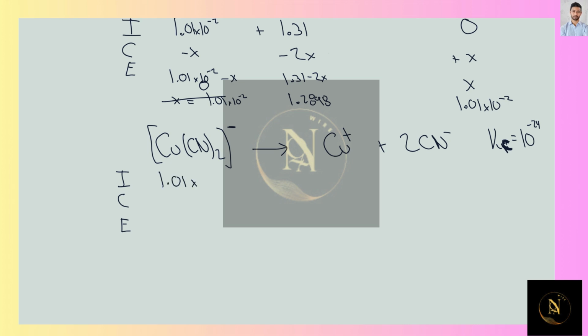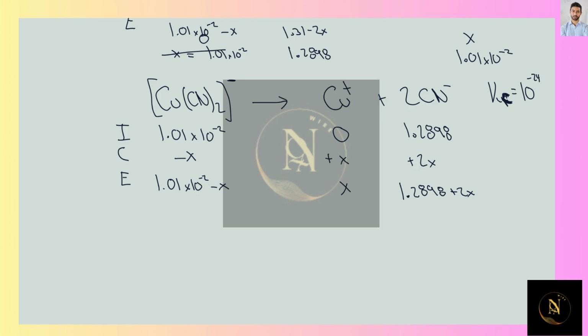but now things are going to change a little bit. We're going to start with 0 and over here with the new concentration that we found, 1.2898. The amount of change that we're going to get, we're going to call it x: minus x, plus 2x. And finally, at equilibrium, we would get 1.01 times 10 to the minus 2 minus x. We know that this x is going to be a small x, and 1.2898 plus 2x.